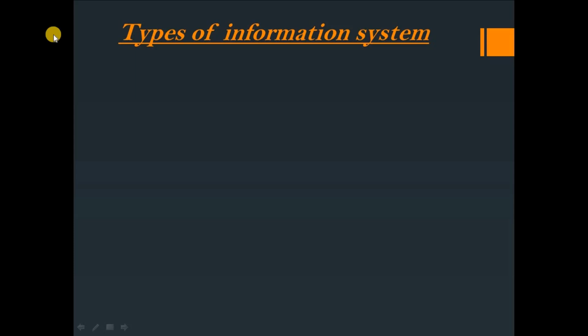In this video let's talk about the types of information system. In the previous video we discussed what information system is. You can check the link of that video in the description.